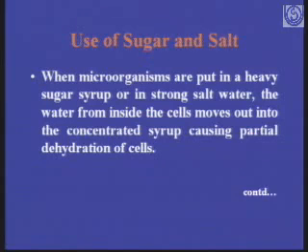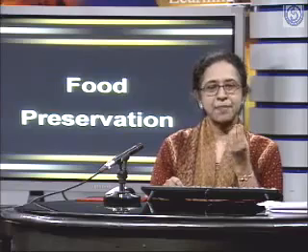Now when microorganisms are put in a heavy sugar syrup or in strong salt water, the water from inside the cells moves out into the concentrated syrup, causing partial dehydration of the cells. So what is happening here? This is actually what is called the process of osmosis. I'm sure you have learnt about this process. What is happening is that we are putting the microorganisms in a concentrated solution. It may be salt, it may be sugar.